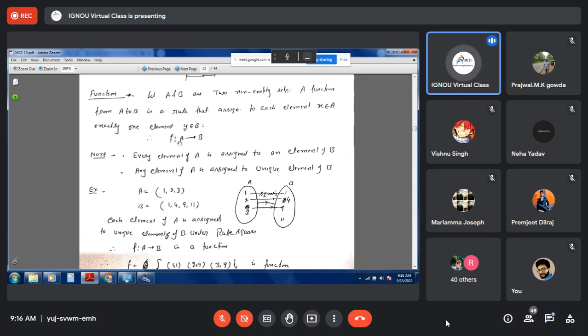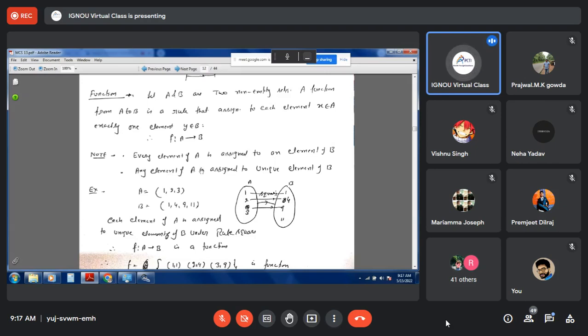Here is the notation. We write it in this way: f is such that A to B. f is a function, or we say rule, from A to B. What are the conditions of a function? Every element of A is assigned to an element of B. Same condition: if there are 3 persons standing in front of a looking mirror, there must be 3 different images in the mirror.